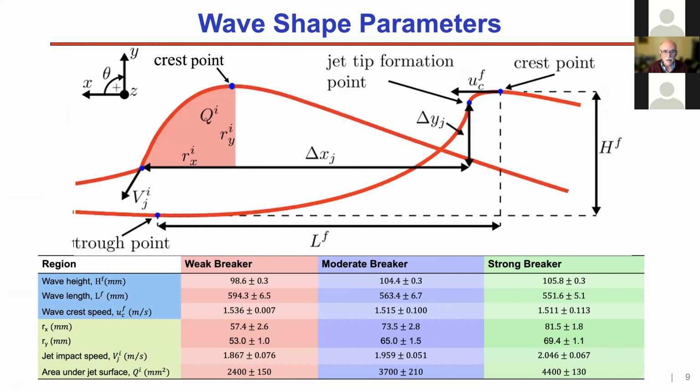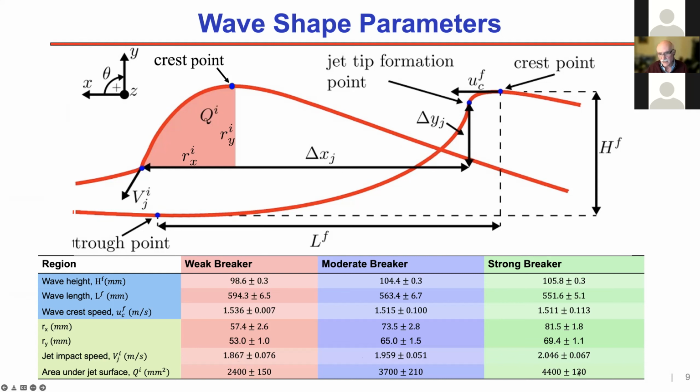And then at the moment of jet impact, which occurs down tank a little bit, the crest point is now here, the impact point is here. There's a velocity of the jet tip, velocity of the crest point, and we measured these geometric parameters here. And if you look in the table, you'll see if you look at the wave height HF, or the length LF, or the crest speed, these numbers vary by at most about 10%. And the same is true with the jet impact speed here.